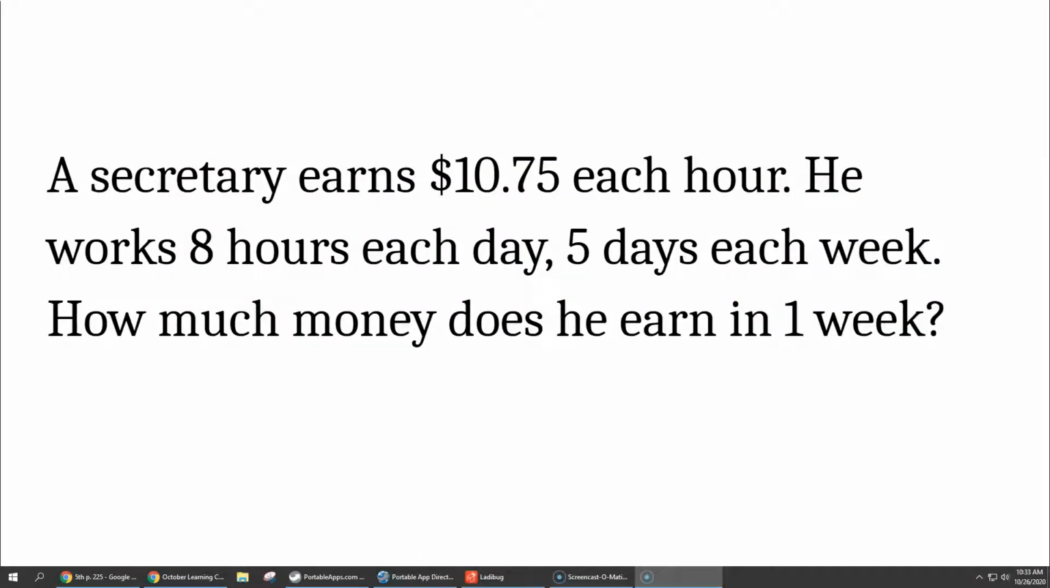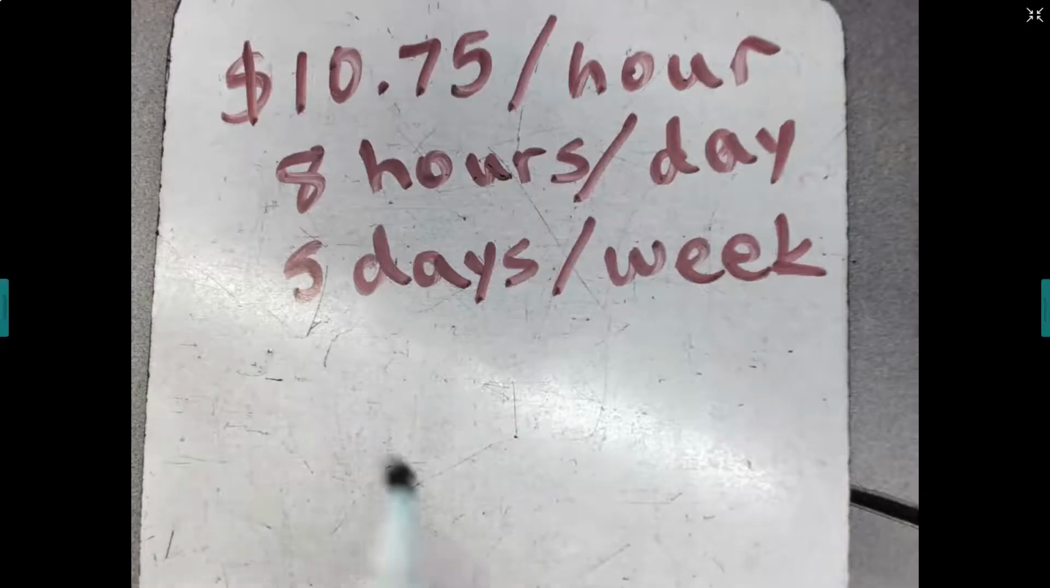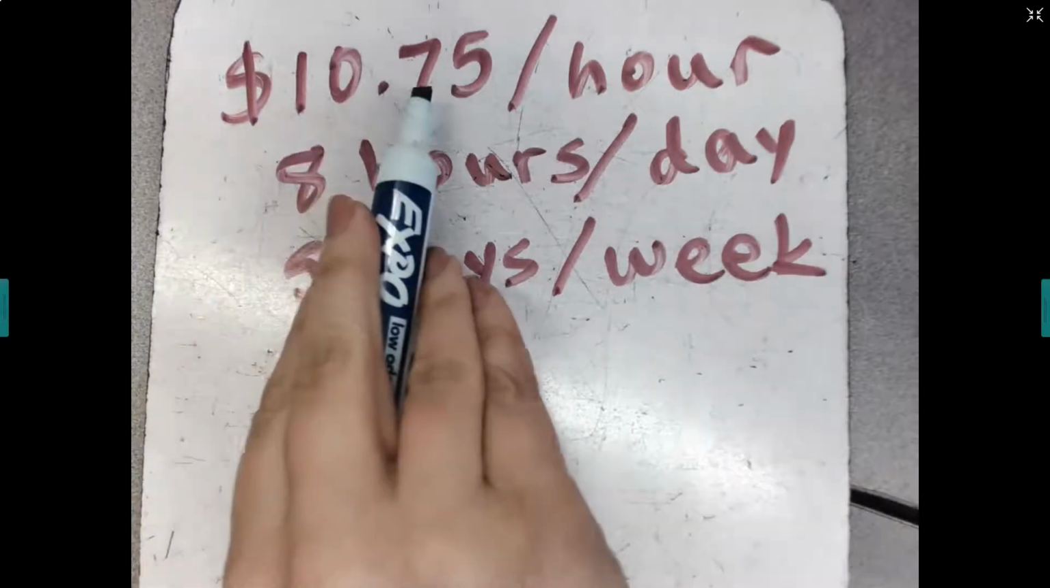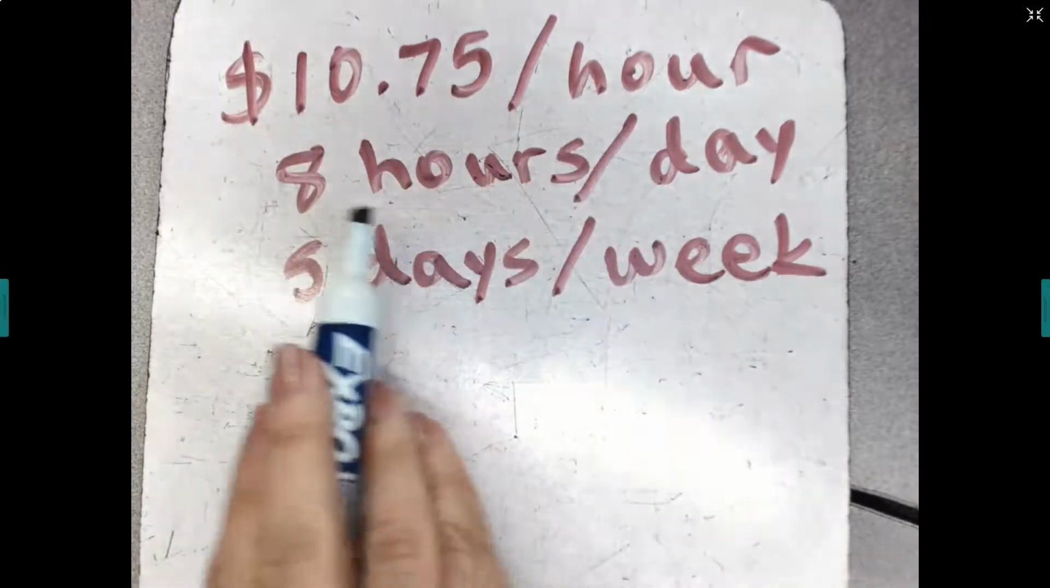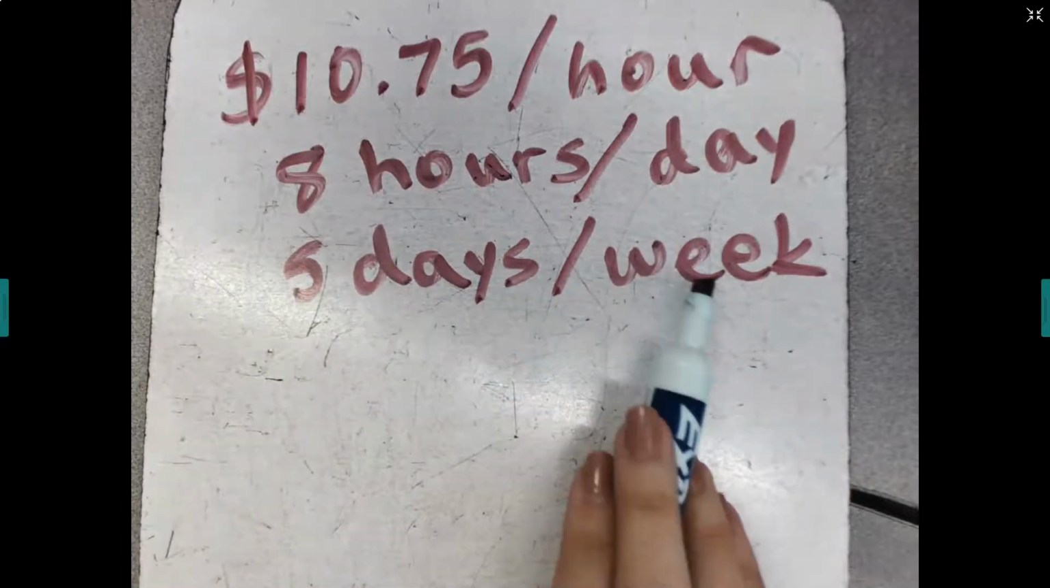My next one, a secretary earns $10.75 each hour. He works 8 hours each day, 5 days each week. How much money does he earn in 1 week? So writing out what we know, he makes $10.75 in 1 hour. He works 8 hours each day, 5 days each week.